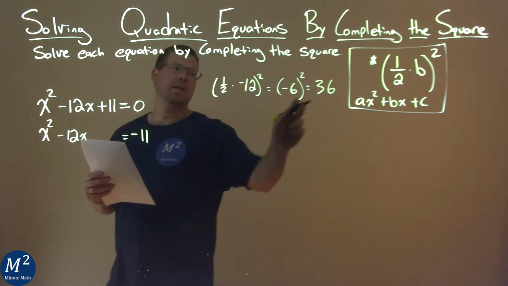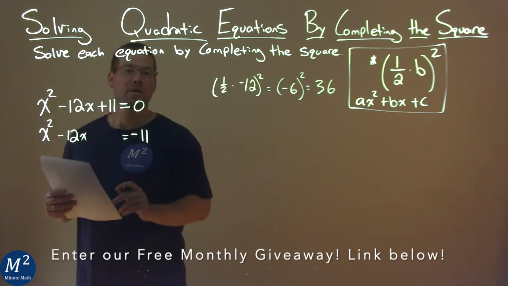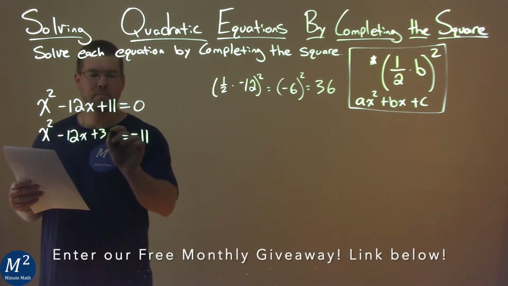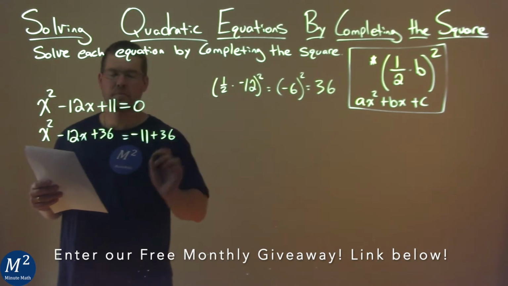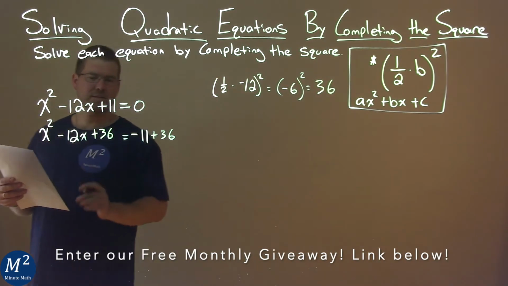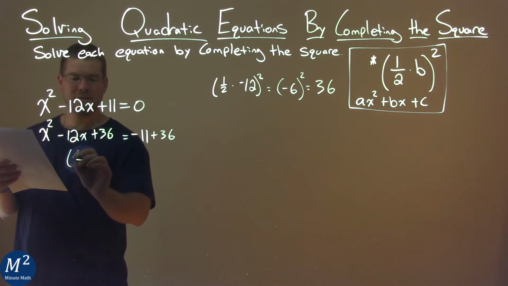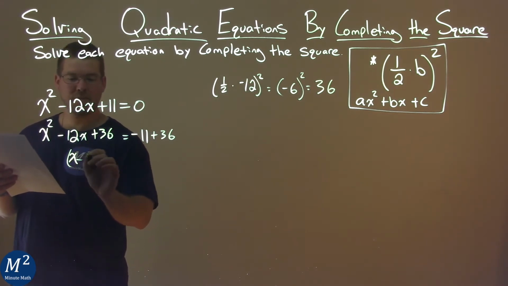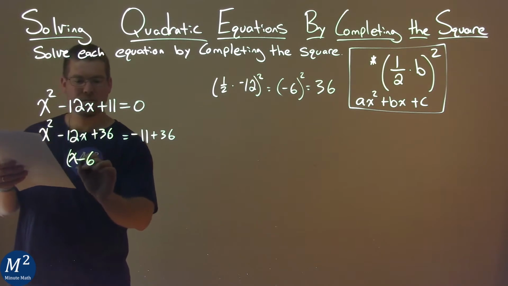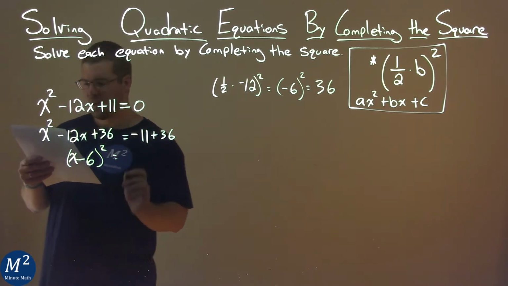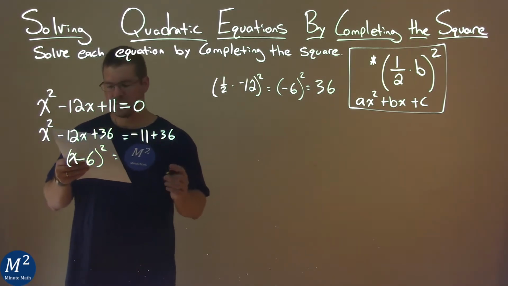So now I'm going to take that 36 and add it to both sides of the equation. Now the left-hand side is a perfect square. It's x minus 6, all squared, equals negative 11 plus 36, which is 25.